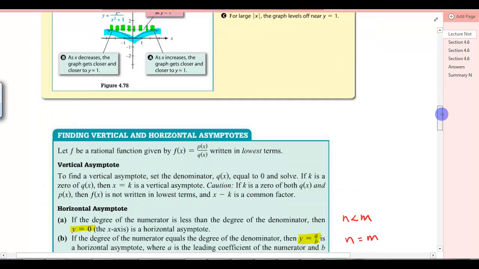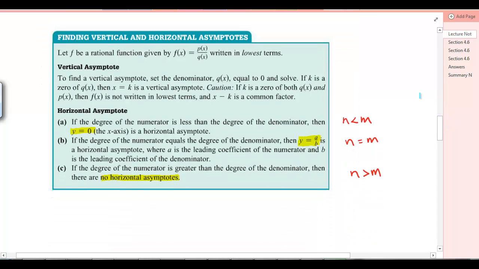Now, let's talk about finding them. We talked about the vertical one and how we set the denominator equal to 0. The horizontal one, you have to look at the degree of the top and the degree of the bottom. Let's call the degree of the top n and the degree of the bottom m. If the degree of the numerator is less than the degree of the denominator, if n is less than m, then the horizontal asymptote is y equals 0.